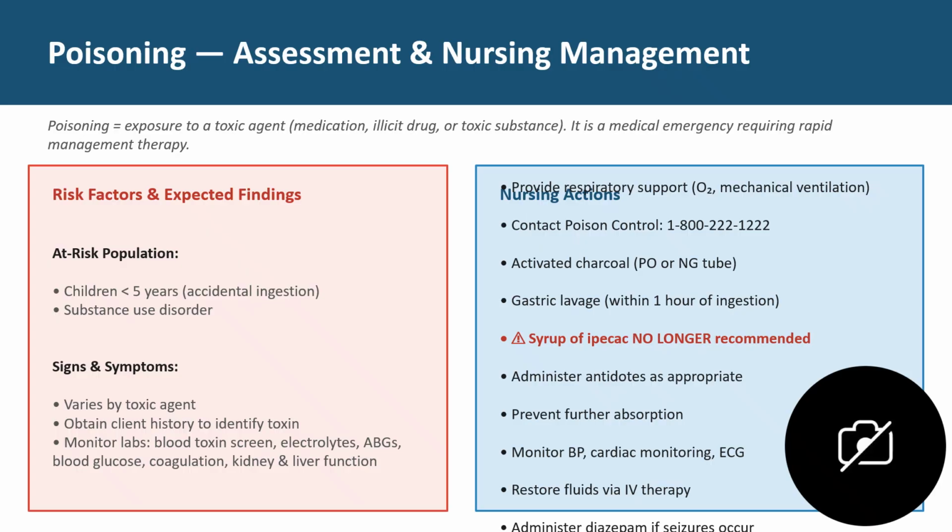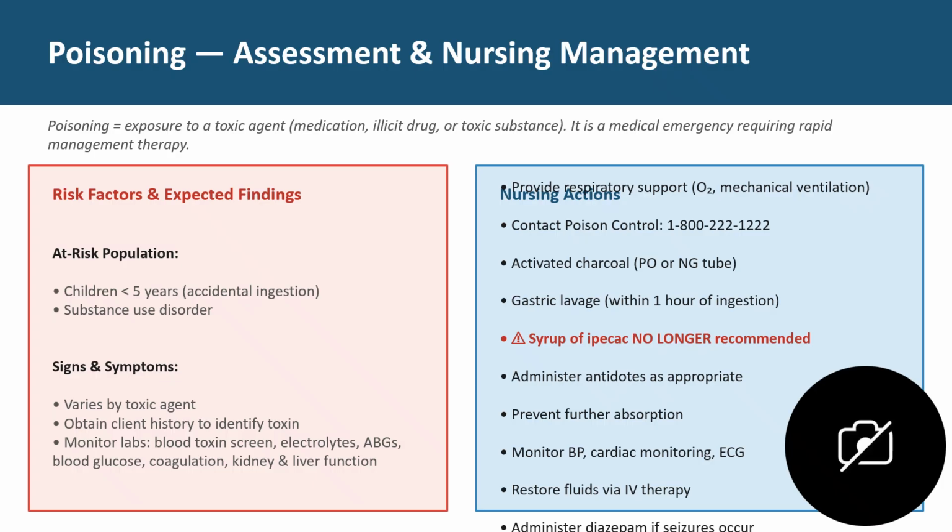When a patient is exposed to poisoning, whether medication, illicit drug, or environmental substance, it constitutes a true medical emergency requiring a rapid, fast intervention. Those most at risk include children under 5 years old due to accidental ingestion, such as kerosene ingestion, and individuals with substance use disorder. Expected findings may vary by toxic agent, so obtaining a thorough patient history is very crucial. We also monitor blood toxin screen, electrolytes, ABCs, glucose, coagulation profile, kidney and liver profile.